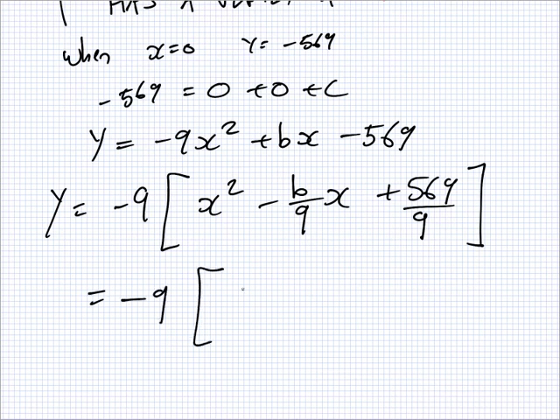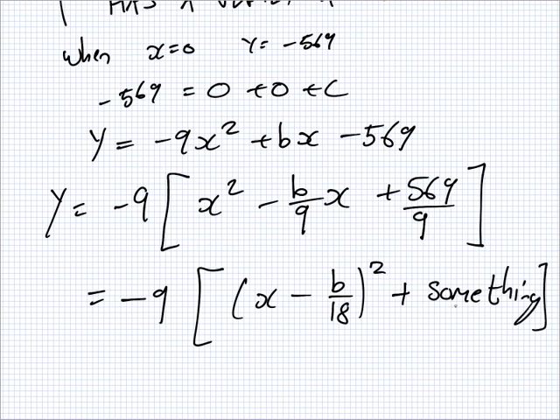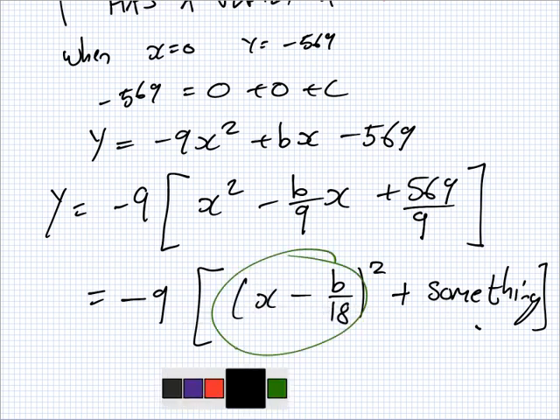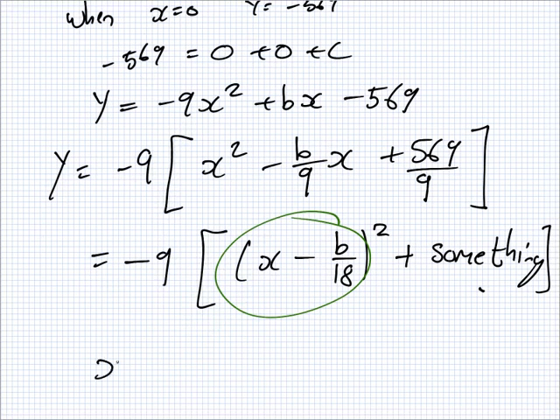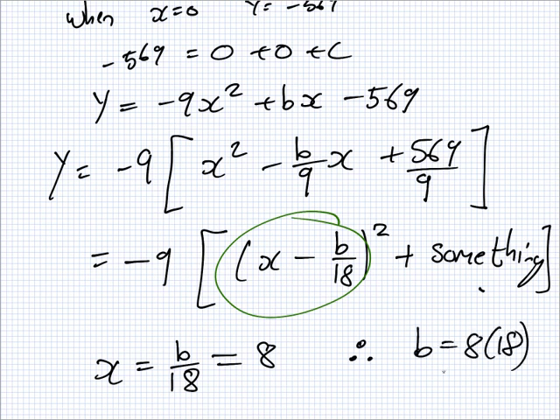So this is minus 9 bracket x minus b over 18, half of b over 9, squared, plus something. And I actually don't care about the something, because I have everything I need right here. Where will the vertex occur? The vertex will occur when x equals b over 18. But I actually know where the vertex occurs. Where does it occur? When x is 8. So therefore, b should be 8 times 18. And that's how you get the b. Now you see, that's a hard one.